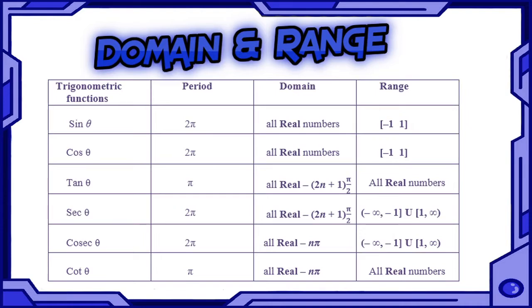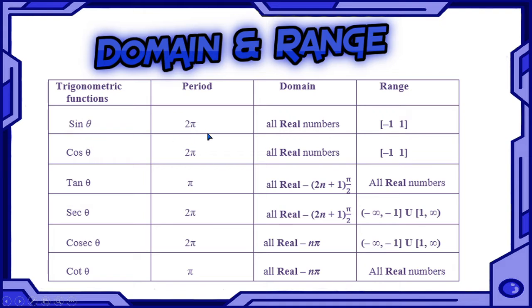Domain and range. You understand very well what is the meaning of these two words. We have done relations and function in which we have discussed so many times. So all these six trigonometric functions also have their own domain and their own range. Period means after how much time they start repeating their values. Domain, all the values of x. Range, all the values of y.